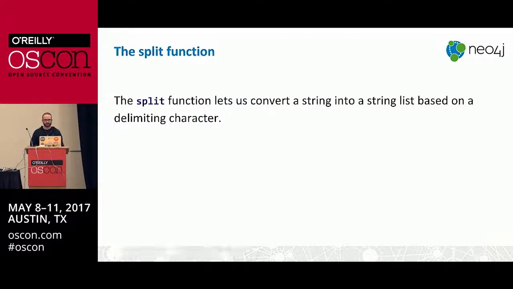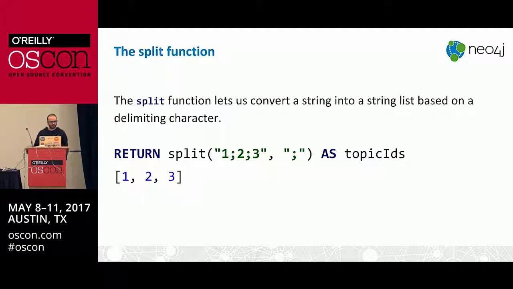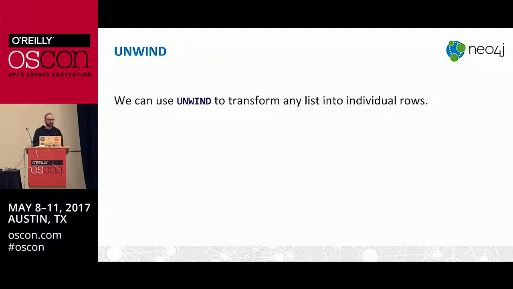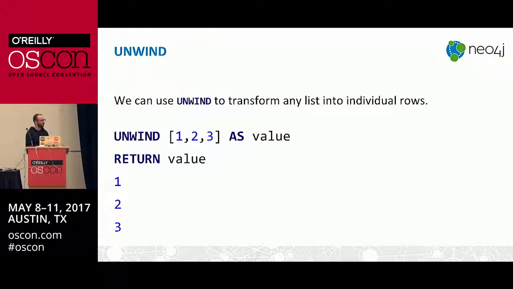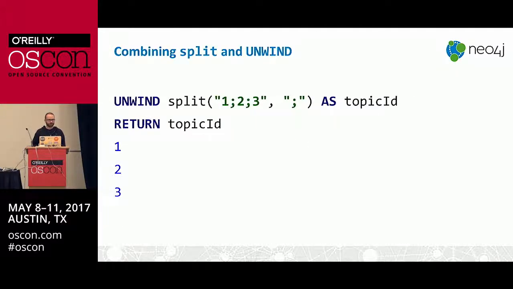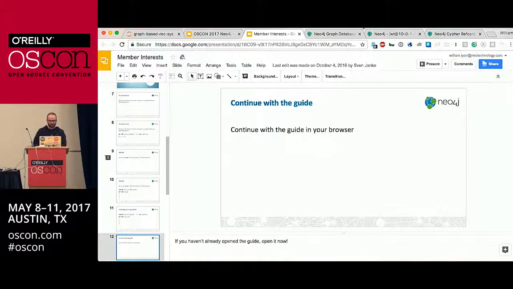Split is very similar to split in lots of other languages. It splits a string into a list based on some delimiter, right? So if we have the string 1, 2, 3 separated by semicolons, and we split on semicolon as a delimiter, we get a list of 1, 2, 3 as elements. And then unwind allows us essentially to iterate over each element in a list. So what we need to do is just combine these. We need to unwind over the results of calling split on this list of topic IDs, which is what we're going to do right now.